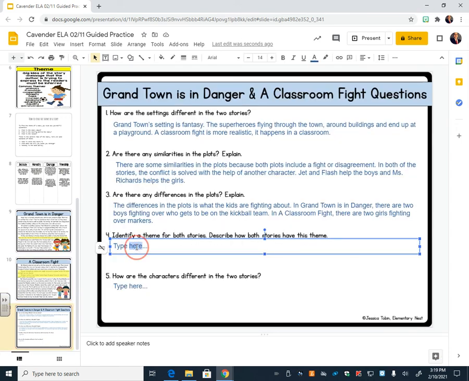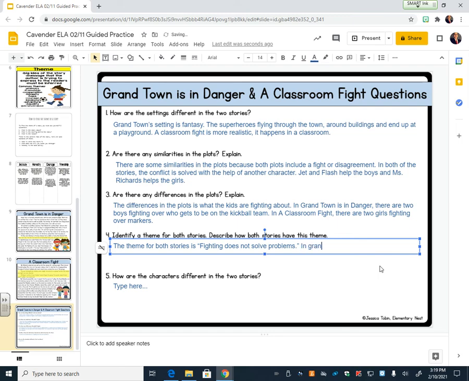So I'm going to say that the theme for both stories is fighting does not solve problems, because it doesn't. When I was younger, I used to fight my siblings, and it did not solve anything. We just got in more trouble.